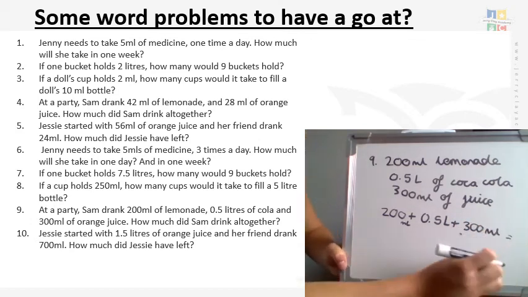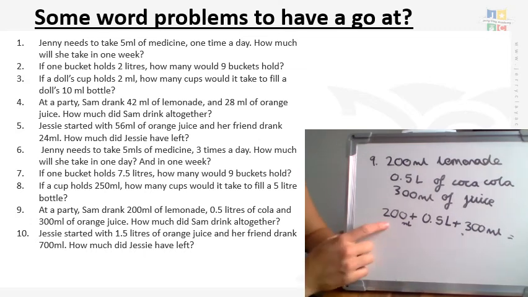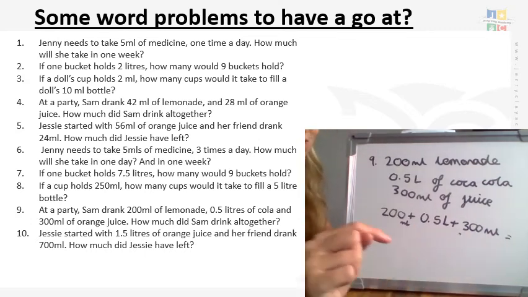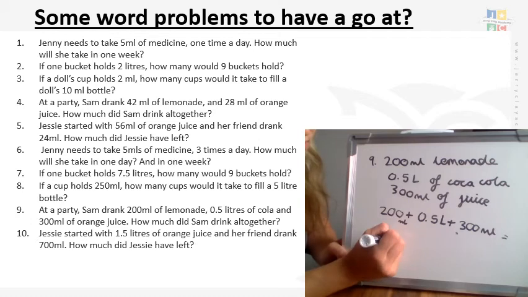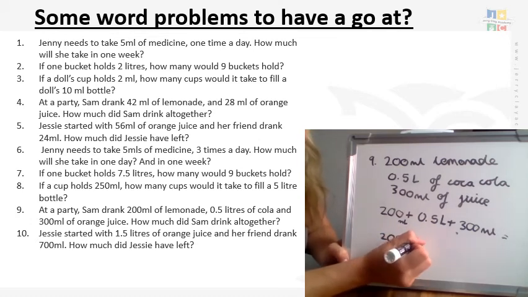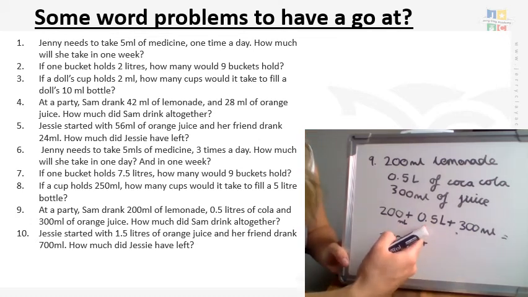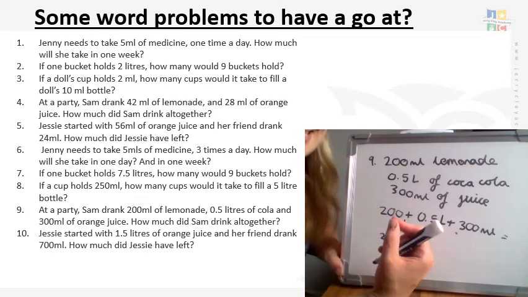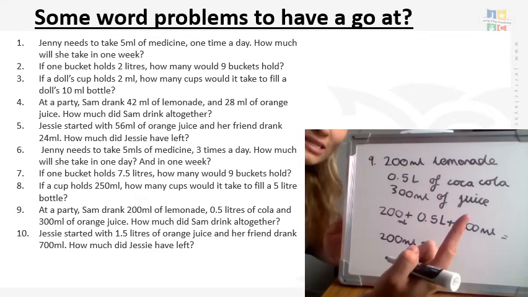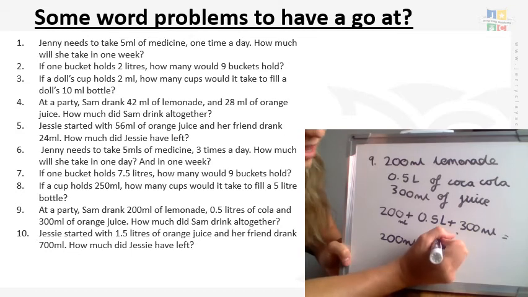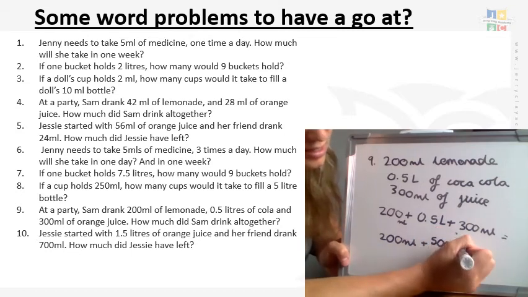However, before we can add them together, I can see that these ones are in millilitres and this one's in litres, so I'm going to convert it. So I'm going to turn them all into millilitres, so 200. If it's 0.5 of a litre, it's half a litre. I know that in 1 litre there are 1,000, so half of 1,000 is 500.